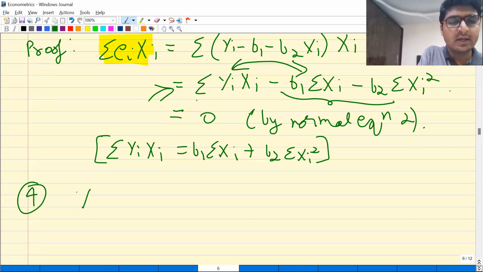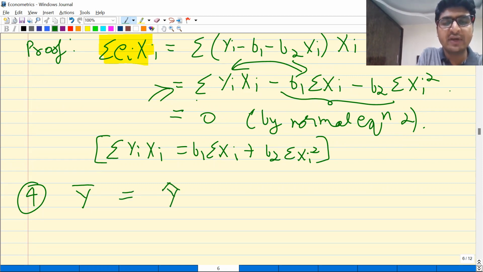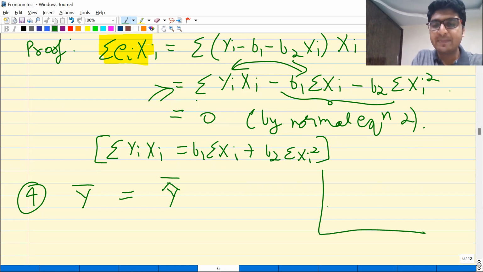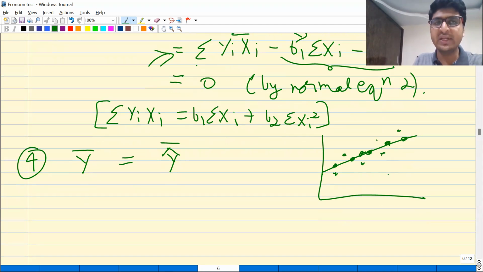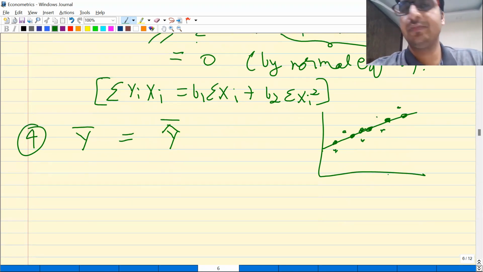Fourth property is that y bar, यानी एक्चुअल जो डेटा है आपके पास उसका मीन, is equal to the mean of the fitted values. ओके, जो आपने सैंपल रिग्रेशन लाइन बनाई है, यहां पर ये जो पॉइंट्स आ रहे हैं इनका मीन और जो एक्चुअल वैल्यूज हैं आपके पास, which may or may not lie on this line, उनका भी मीन, इन दोनों का जो मीन है वो इक्वल है. ठीक है, देखते हैं.